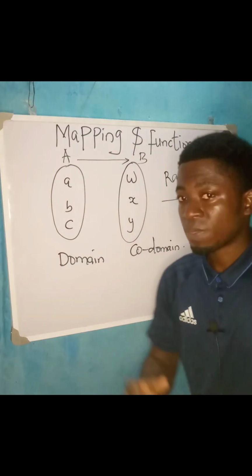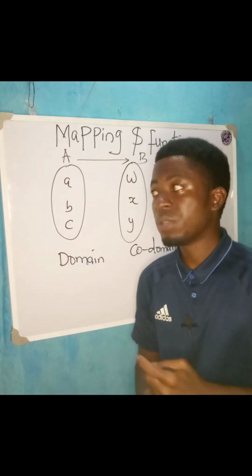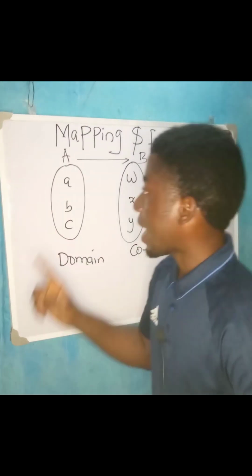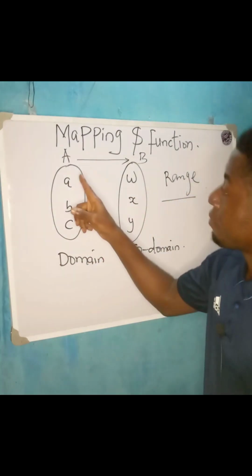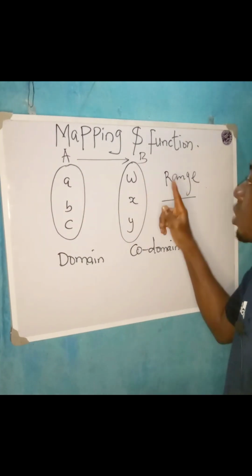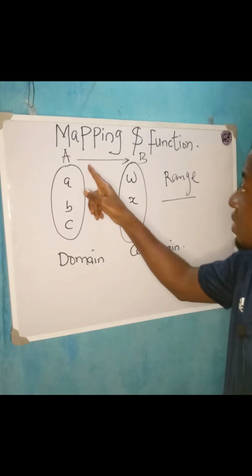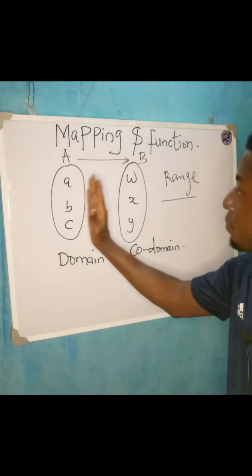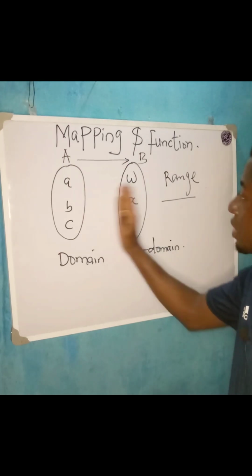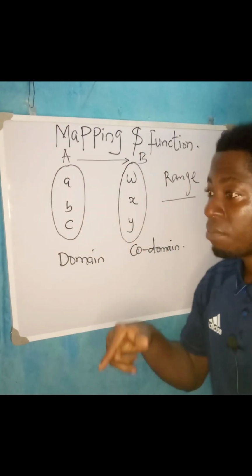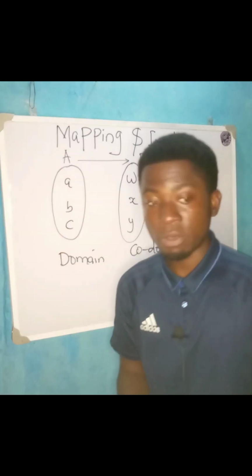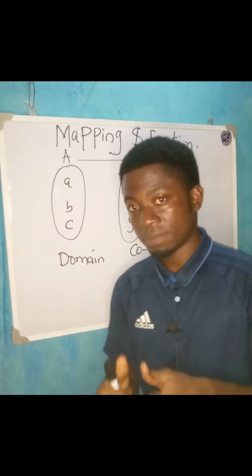But remember, there's always a direction when you hear about mapping, and the direction is always from the domain to the codomain, just like we can see in this. And before the images are found, a function must have taken place. Now we are going to look at that.